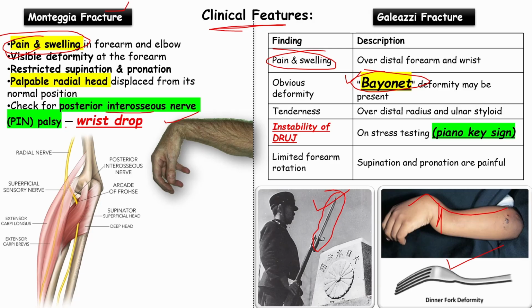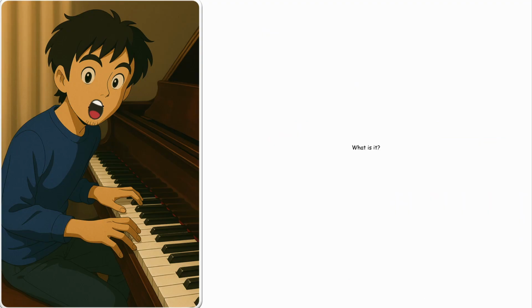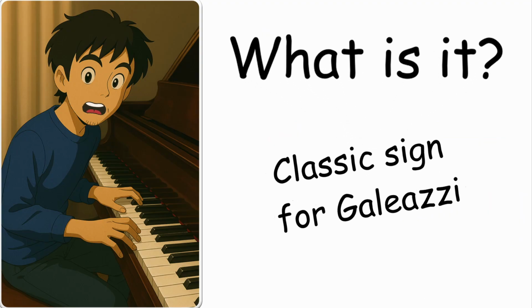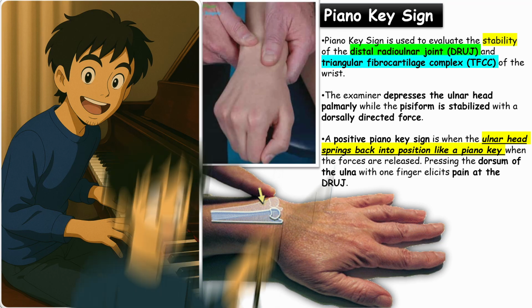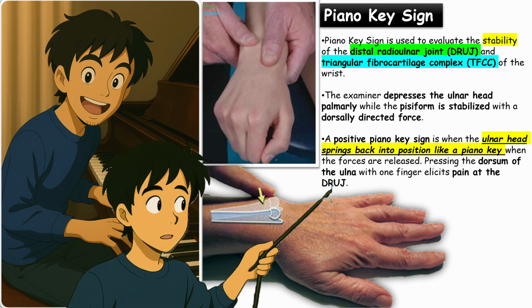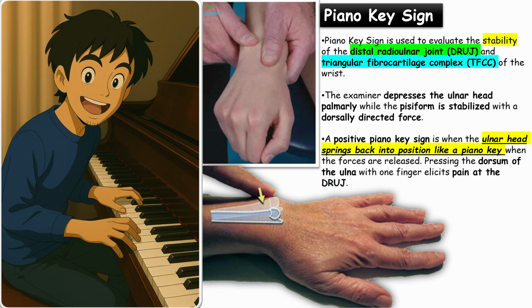Now let's talk about the piano key sign. So what is it? It's a very classic sign for the Galeazzi fracture. Have a look, read the third point. A positive piano key sign is when the ulnar head springs back into position like a piano key when forces are released. So pressing the dorsum of the ulna with one finger elicits pain at the distal radio-ulnar joint. That is the piano key sign.